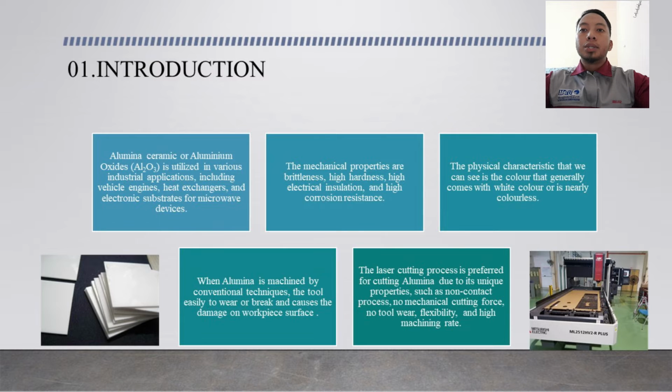When alumina is machined by conventional technique, the tool easily wears or breaks and causes damage on the workpiece surface. And lastly, the laser cutting process is preferred for cutting alumina due to its unique properties such as non-contact process, no mechanical cutting force, no tool wear, flexibility, and high machining rate.